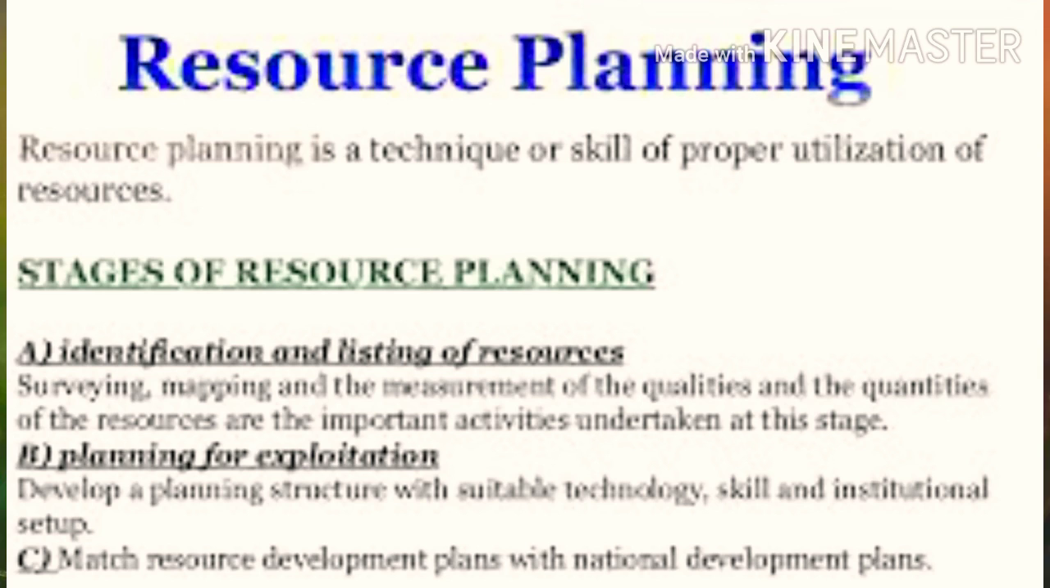So in this first phase, we are just surveying that area, making a map related to that area, and finding out the quantitative, that means how much quantity of resources there is in that area, and the qualitative, whether it is of best quality or not. That type of estimation and measurement was carried out through this first phase, that is identification and inventory of resources, or resource inventory.